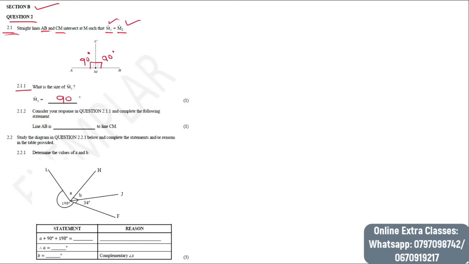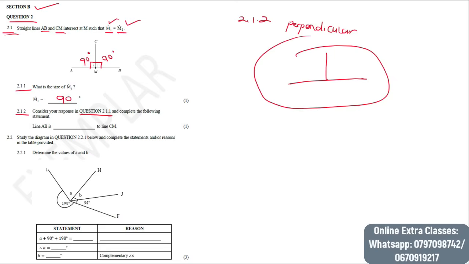Next we will move to question 2.1.2. It says: consider the response in question 2.1.1 and complete the following statements. Here we are told that line AB is to line CM, just like what I told you guys when I was explaining the 90 degrees. So we can say that line AB is perpendicular to line CM. It's perpendicular.